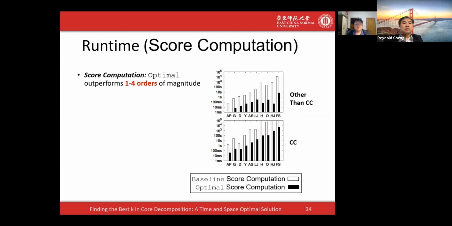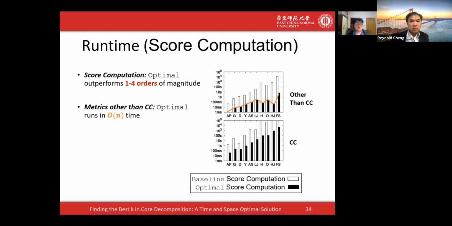And in the figure, it's the runtime of score computation. The black bars are our algorithm, and the white bars are the baseline. We find that our algorithm outperforms the baseline by 1 to 4 orders of magnitude.